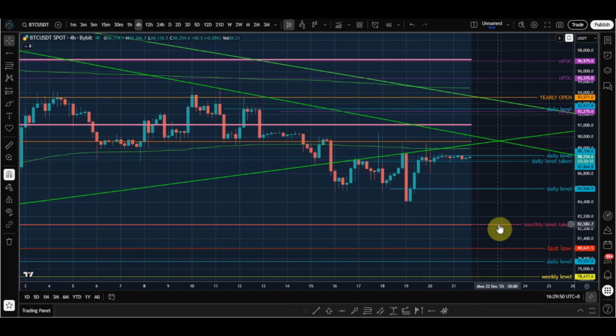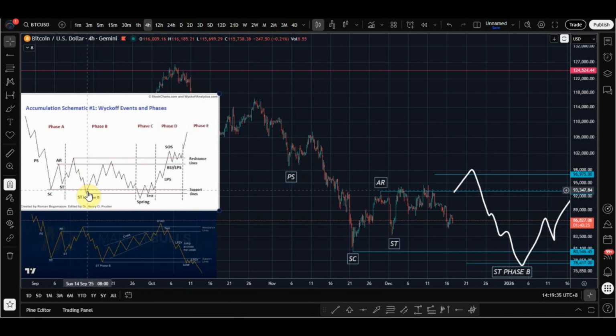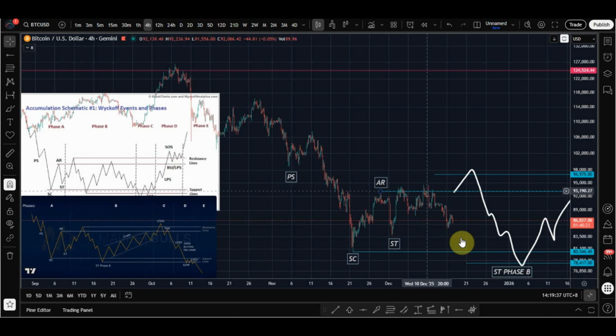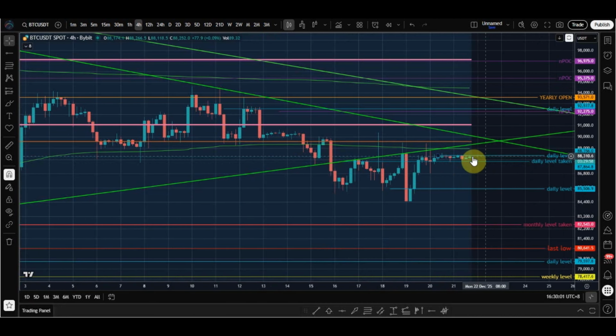Most likely it will go down to sweep the price area at 78,000, which would be a failed auction of the last low. This would line up with the Wyckoff pattern, ST phase B scenario. For the bulls, if price can reclaim this trend line, it should touch the above trend line. Price must then break above the VAL orange line.